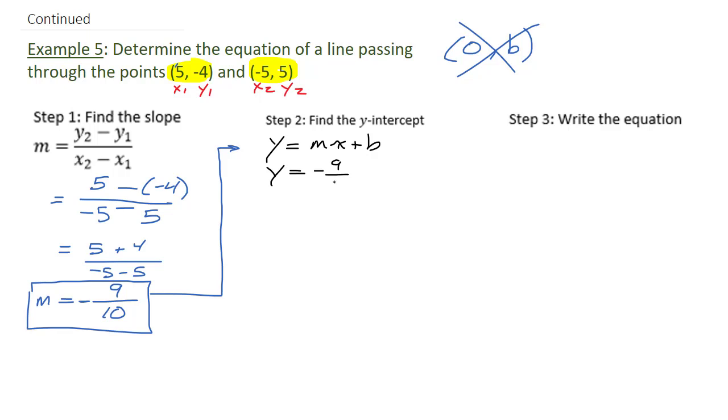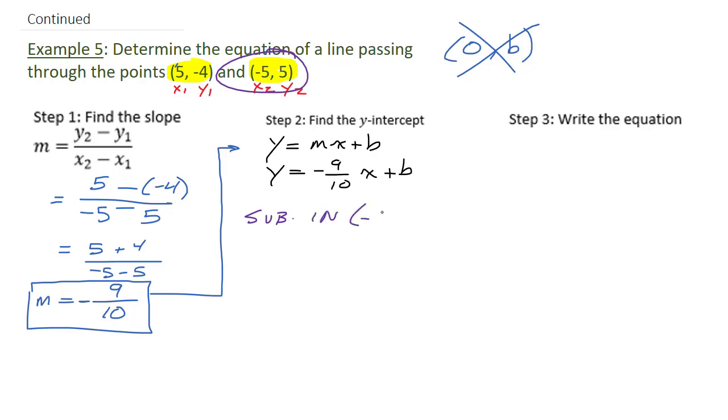y equals -9/10x plus b. All right, let's pick one of the points to sub in. Which one do you want to do? Gee whiz, I don't know. They're both kind of nasty, so I'm going to go with the second point this time. I'm going to go with this guy right here. I don't know if it's really any better. Pick a point. If you don't know which one, flip a coin.